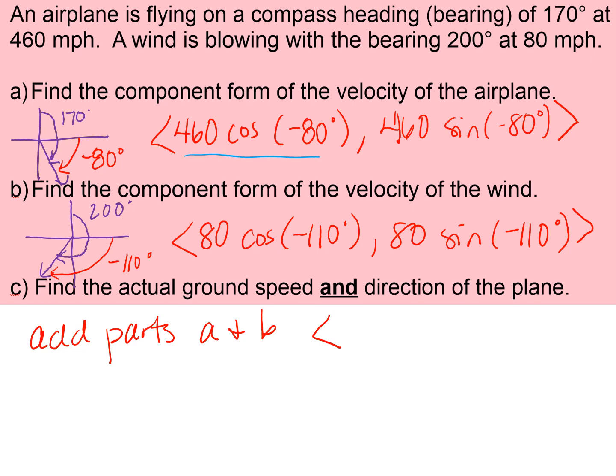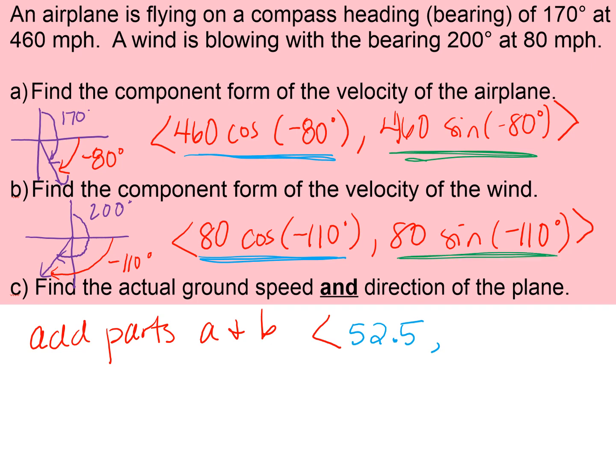So if we take our 460 cosine negative 80, our 80 cosine negative 110, and we add those together, if I did this correctly, that will give me 52.5. And then I'm going to do the same thing with the vertical components. Add the vertical component of the airplane plus the vertical component of the wind. And again, if I type that incorrectly, that gives me negative 528.2.